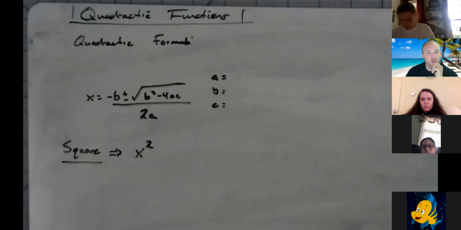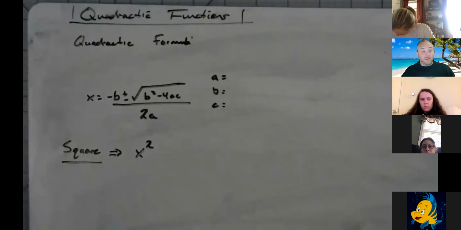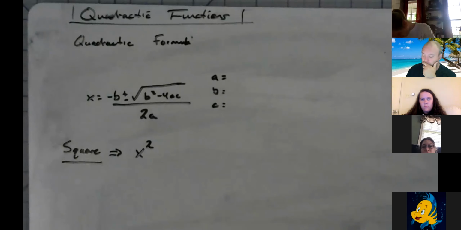What else do we know about a quadratic function? And again, this could be anything, y'all. This could be what it looks like. What's the graph? Things like that. What do we know about quadratic functions?